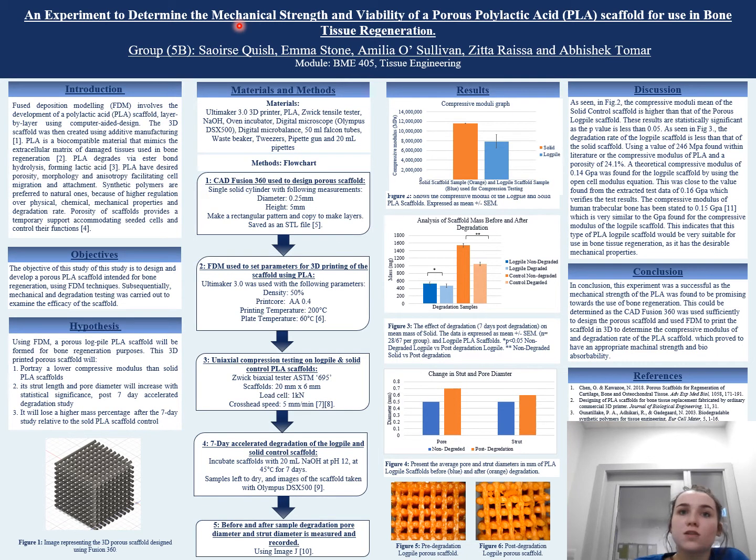The compressive modulus of human trabecular bone is normally 0.15 GPa, therefore this PLA log pile scaffold is suitable to use in bone tissue regeneration as its mechanical properties are desirable. Finally, to conclude, our experiments were successful as the PLA log pile scaffold was said to be promising for use in bone tissue engineering. This was shown through verification through the literature of their results and ours, and just from my results in general.